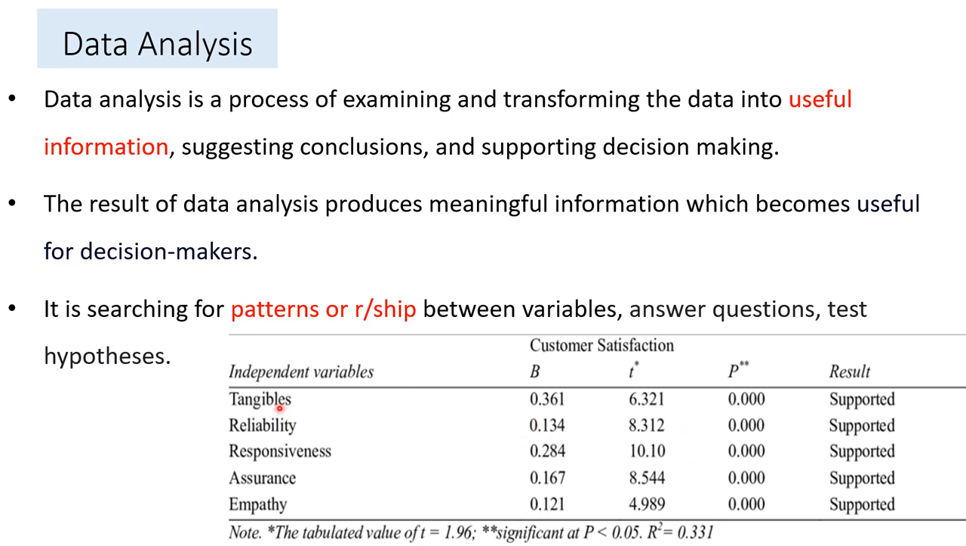So this is just an example of the result of data analysis, which is analyzed using SPSS. The independent variables are tangibility, reliability, responsiveness, assurance, and empathy, that is the service quality, and the dependent variable is the customer satisfaction. So this is a coefficient table or the regression table, which shows the coefficients of each variable's effect on the dependent variable.